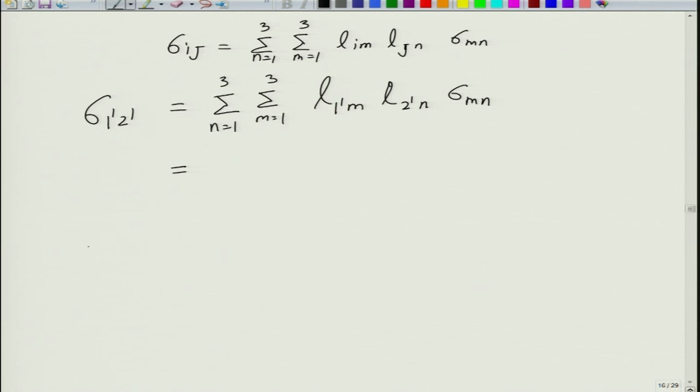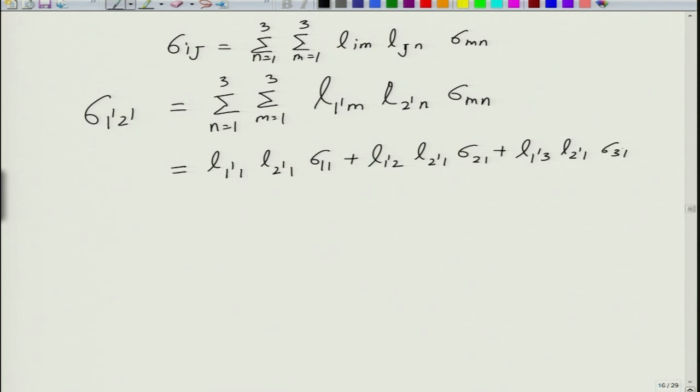First, we vary along the row. So the first term will become L 1 prime 1, L 2 prime 1, sigma 1 1. Now we vary L of 1 prime 2, L of 2 prime 1, which remains this one, this will become sigma 2 1, and then L 1 prime 3, L 2 prime 1, sigma 3 1. All right, this is fine. Now this will remain L 1 prime 1, this will be L 2 prime 2, and this will be sigma 1 2.